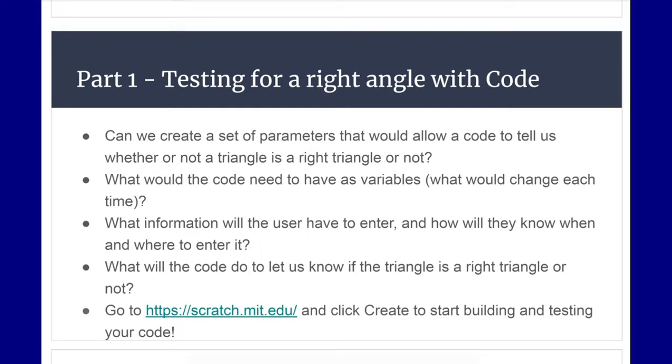So when we're creating a code, we want to think, can we create a set of parameters, or basically a set of rules, that would allow a code to tell us whether a triangle is a right triangle or not? Right, so can we come up with a set of rules? And what would the code need to have as variables? What would we need to have as variables that would change each time? So you could think about our formula, a squared plus b squared equals c squared. So we would need to have an a variable, a b variable, and even a c variable.